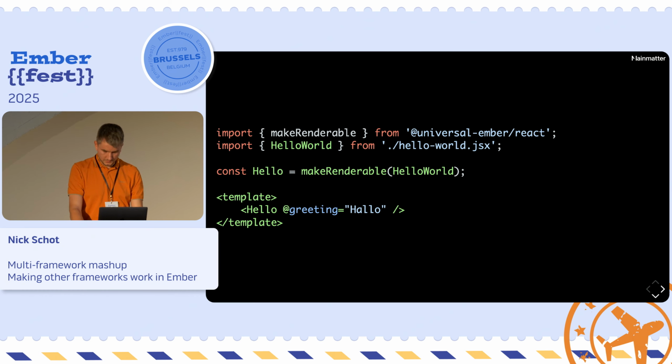So to use it, we import our React component and wrap it with the make renderable function exported from Preston's library. And this provides us with an Ember component that we can use directly in the template. Internally, the same modifier implementation we saw before is used as an interface between the 2 frameworks.